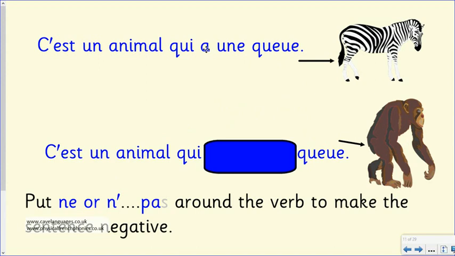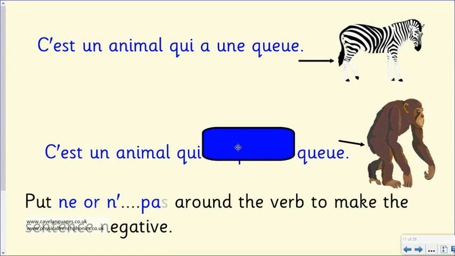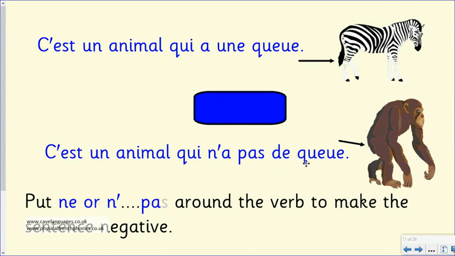Well, it's a, it's has. So what you're going to put in front of the verb, ne or n apostrophe, it's going to be n apostrophe because it begins with a vowel and then pas after. But look what we say instead of a tail. In French you say c'est un animal qui n'a pas, which hasn't got de queue. You don't say a, you always say de. It's just something that you always do in French. After a negative, if you want to say a or some, you always say de. So c'est un animal qui n'a pas de queue. It's an animal which doesn't have a tail.